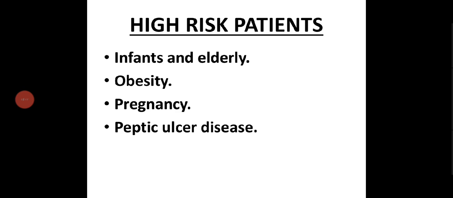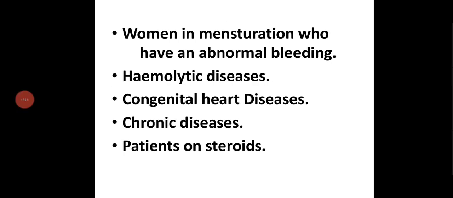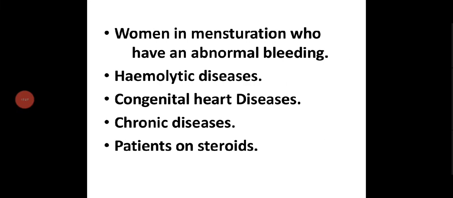High risk patients are infants and the elderly, obese patients, pregnancy, and peptic ulcer disease. Whoever has these diseases, if they get infected, it is very dangerous for them. Also women in menstruation who have abnormal bleeding, hemolytic diseases, congenital heart diseases, chronic diseases, and patients on steroids. This is mostly based on bleeding, and the clotting factors will be reduced. So this will be very dangerous for these patients.